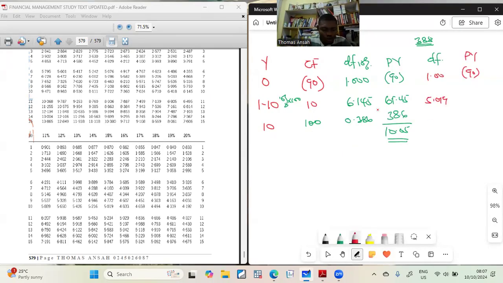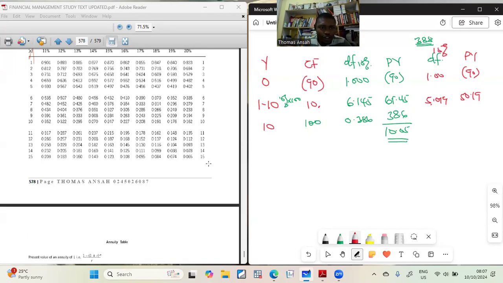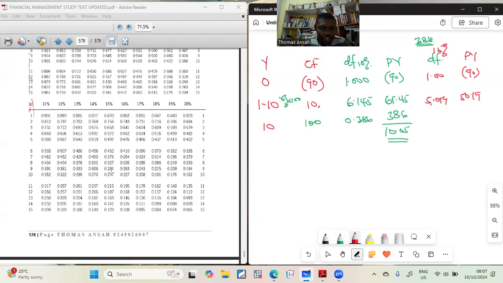5.019. So I'll multiply my 10 here on this one now. 5.019 multiplied by 10, that should give me 50.19. So correct, 50.19. Then the same 15%. So here was 15%. I'm reading it now, discount factor, 15% for 10th year, 0.270. So 0.270 multiplied by my 100 is 27.